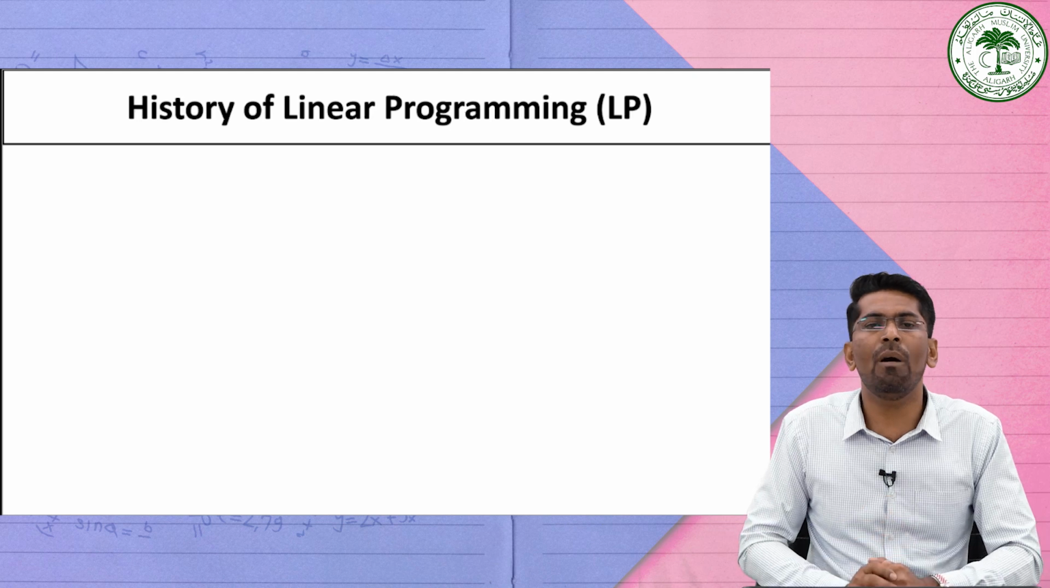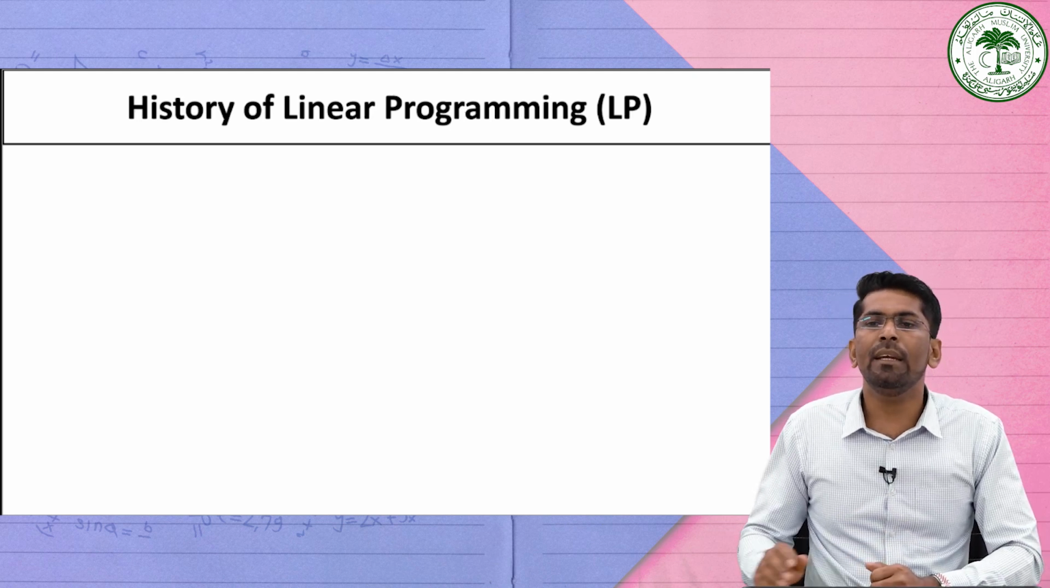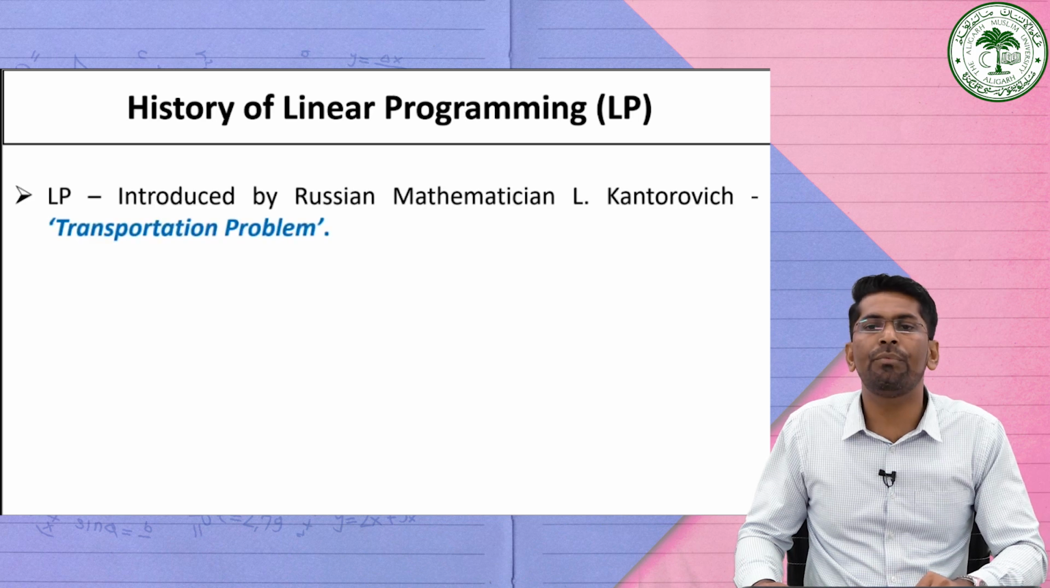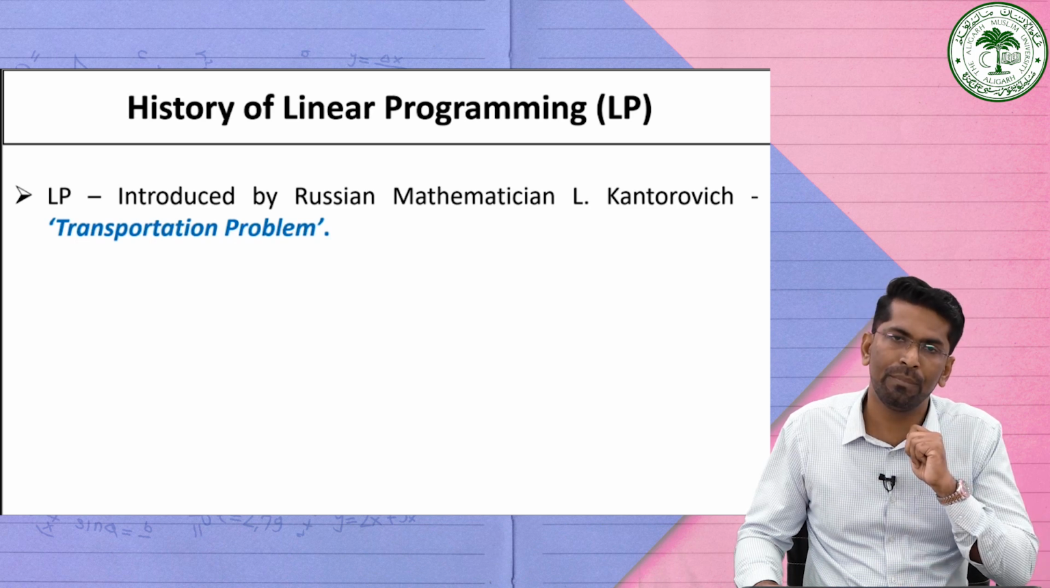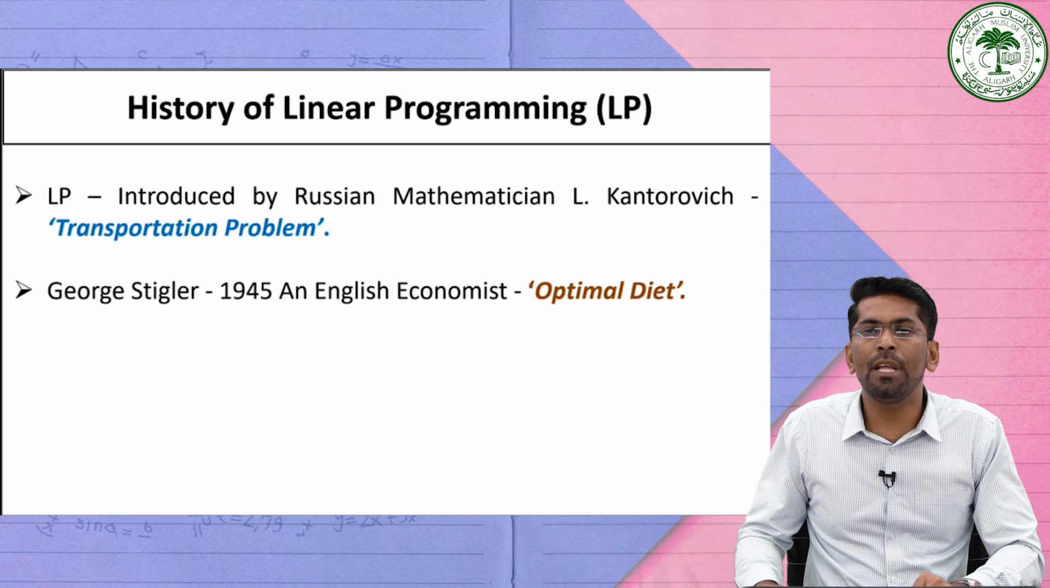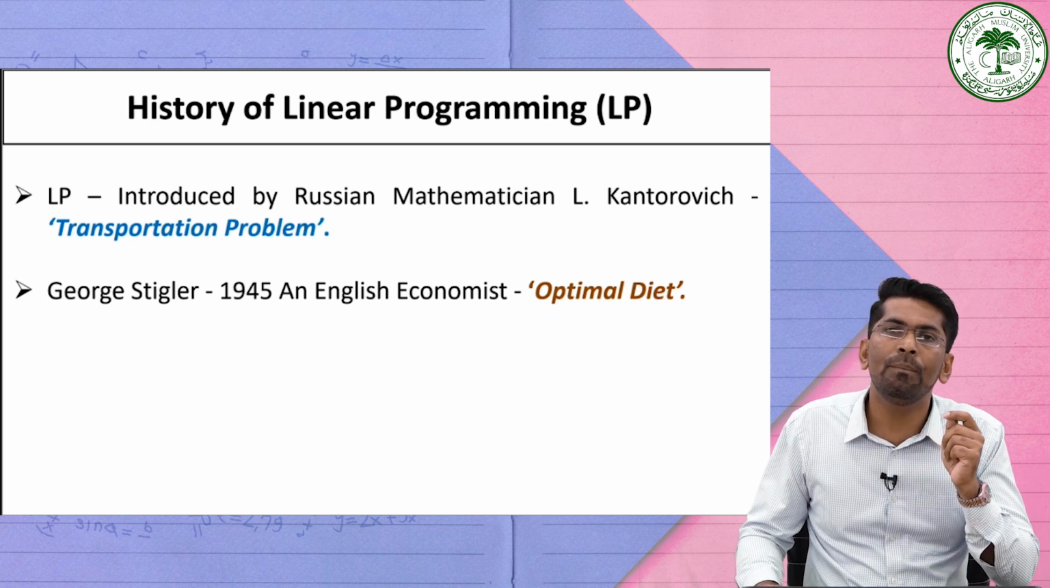Now, if you look at the history of linear programming, the technique was first introduced by a Russian mathematician, L. Kantorovich, who formulated the first problem in linear programming, popularly known as the transportation problem. Later, in 1945, an English economist, George Stigler, described another problem by applying linear programming for determining an optimal diet.